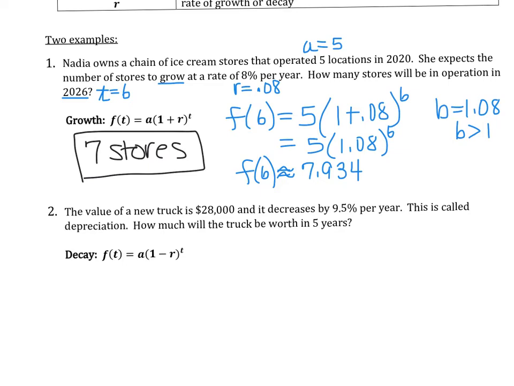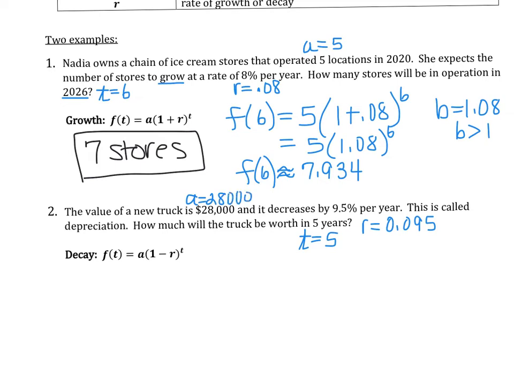In example number 2, it says the value of a truck is $28,000. So that's your initial value. And it's decreasing by 9.5% per year. So this R is 0.095. That's how you write 9.5%. 9.5% is 0.095. That's called the rate of depreciation when we're talking about assets that are losing value. And they want to know how much will the truck be worth in 5 years. So T equals 5.